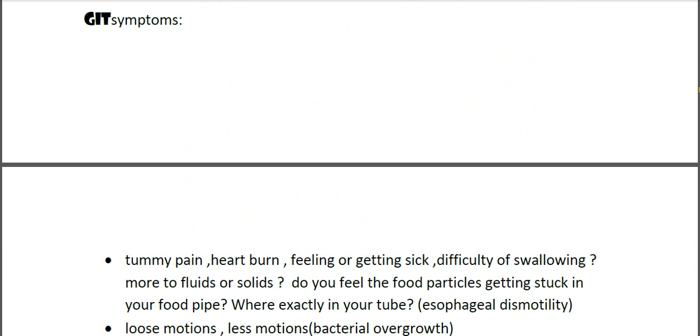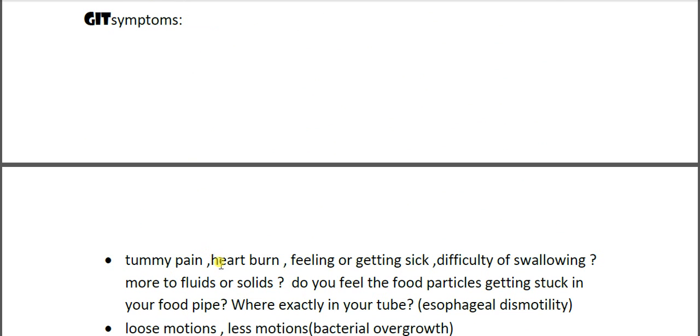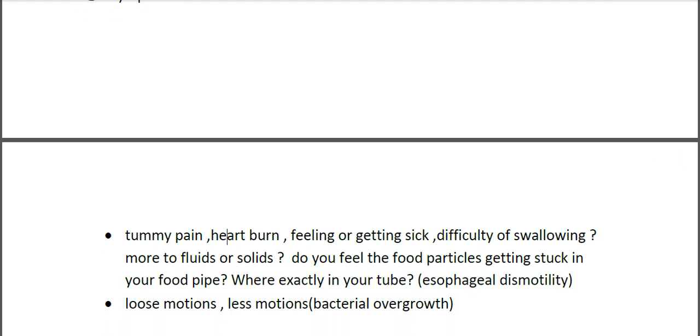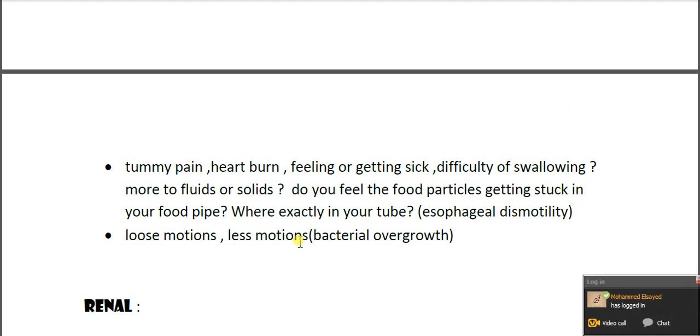Okay, then take all GIT symptoms because the complaint is GIT, so check for all the other GIT symptoms. Any tummy pain at all? No, Doctor. Any heartburn? No, Doctor. Any feeling sick or getting sick? No, Doctor. Okay. Does she notice that food particles can stick in her food pipe? No, Doctor. Any loose motions or less motions? No, Doctor. Any vomiting out blood or blood in the stool? No, Doctor.